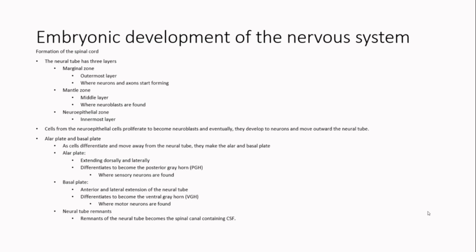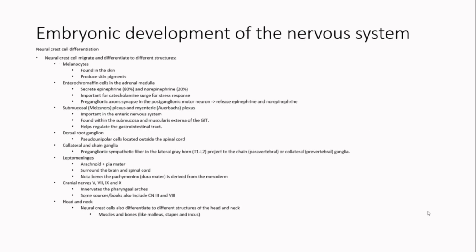When they do that, they will create two plates, the alar plate and the basal plate. The alar plate will extend dorsally and laterally. It will make the posterior gray horn, and this is where we find the sensory neurons, right? Then we have the basal plate. The basal plate will extend anteriorly and laterally, and it will make the ventral gray horn, and this is where we find the motor neurons. Then we have the neural tube remnants, and the neural tube remnants become the spinal canal, which contains the CSF.